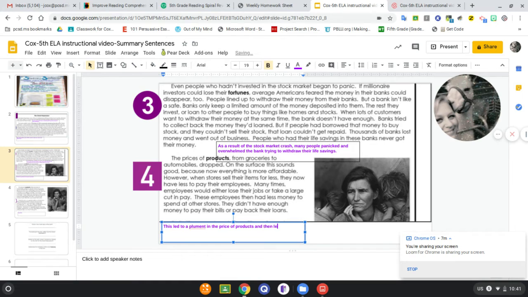and then led to job loss and severe pay cuts, causing them to default or not to be able to pay their loans or their bills. Just one more section to go.